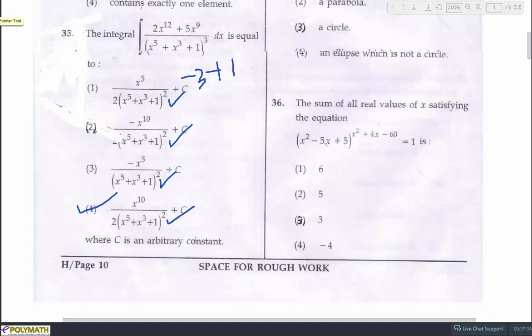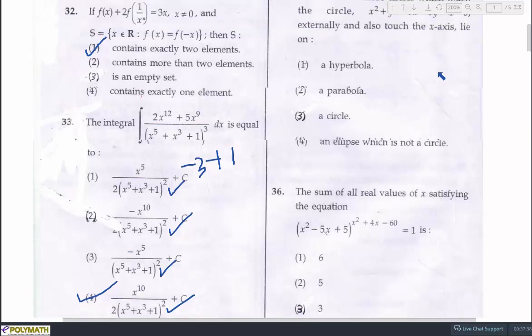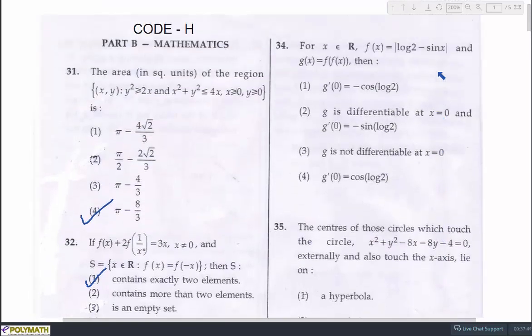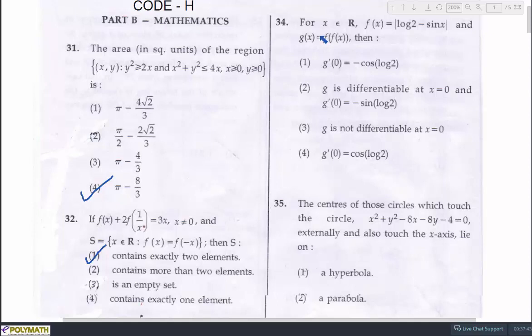And now coming to the next question, it is question number 34. For x belongs to R, f of x is equal to modulus of ln 2. Base is not given, but you have to take it as e only. When he uses log, he must give us the base as e, but nothing is given. You have to consider that as e, and perfectly it should be given as ln 2. So modulus of log 2 minus sin x, and g of x is equal to f of x.